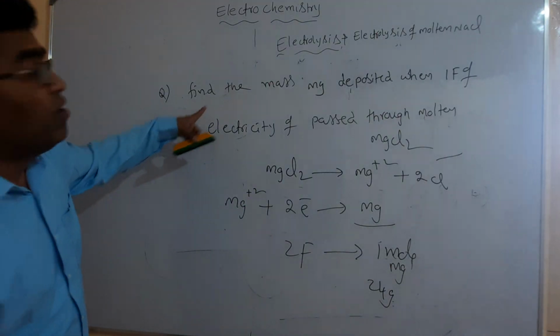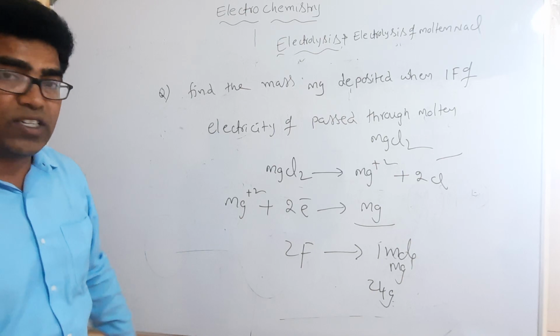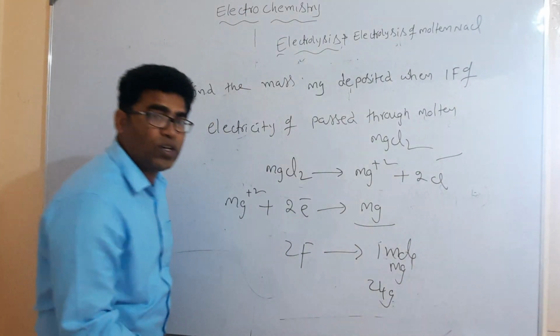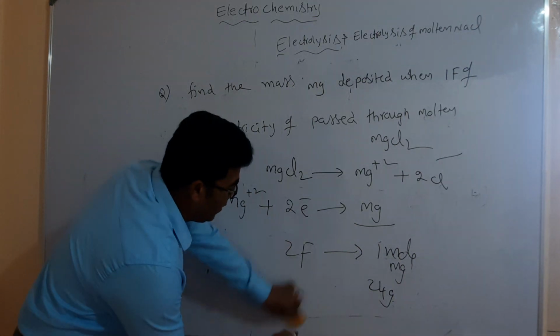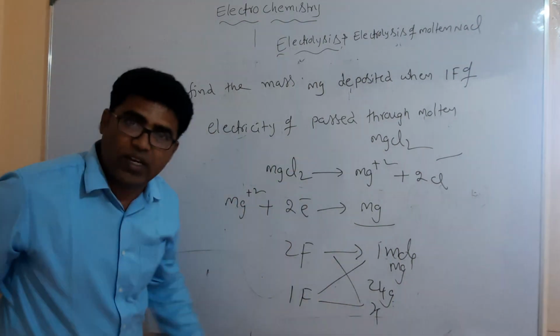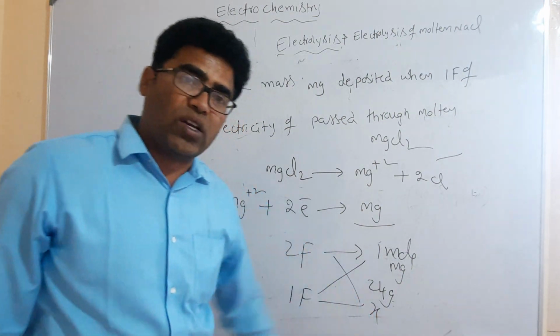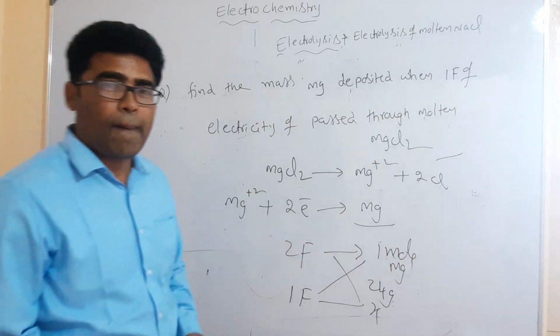What I am asking is, find the mass of magnesium deposited when 1 Faraday of electricity is passed. So 2 Faradays, 24 grams. Therefore 1 Faraday, X. By cross multiplication, X equal to 12 grams.